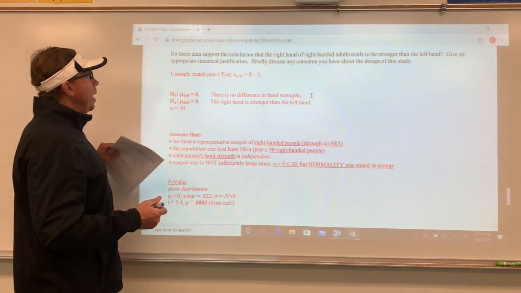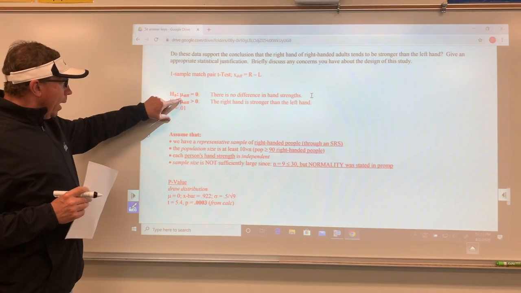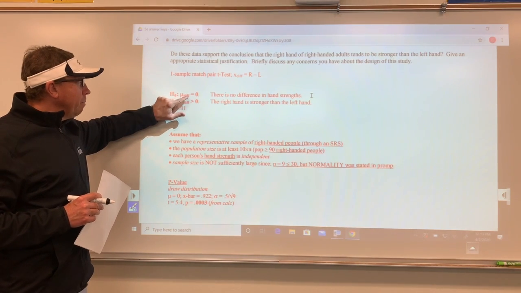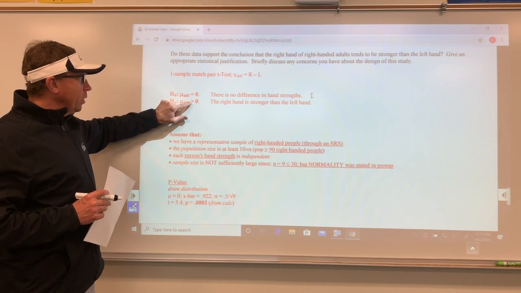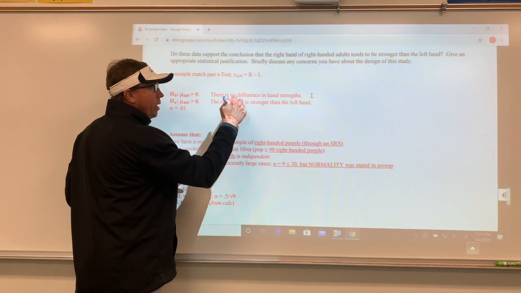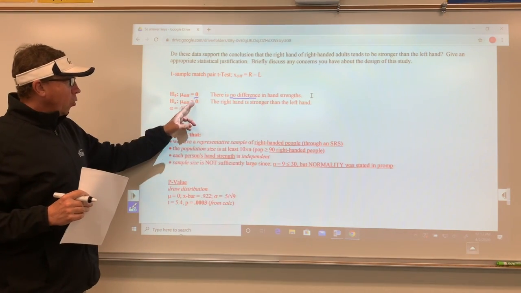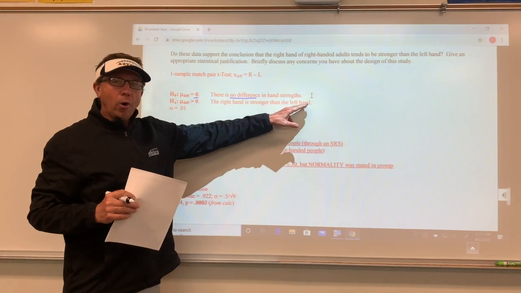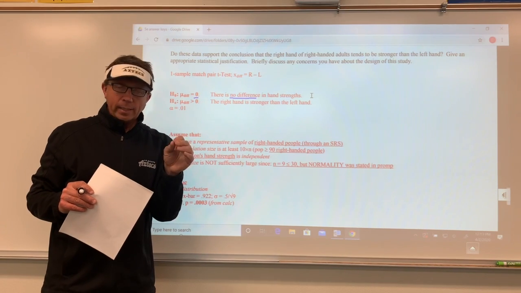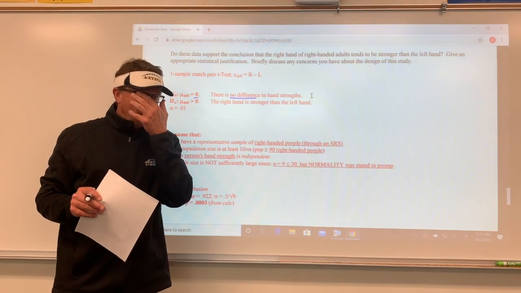Okay, so we're going to do a matched pairs test. This is going to be H0 and HA. And when you write mu, please write a sub difference. Mu sub difference is 0, and mu sub difference is greater than 0. And then write what it means. What this means is there is no difference. 0 represents no difference. And then greater than means the right hand is stronger than the left. Remember, there's 3 symbols you can put in there: greater than, less than, or not equal to. And the context of the problem is going to give it away.